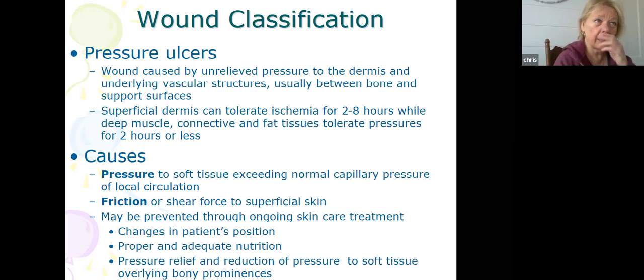Therefore, as I said, if you're seeing some pinkness or some non-blanchable erythema on the skin itself, then it's indicative of something that's deeper. So there are risk factors, and we talked about what a pressure sore was. We said that there's capillary pressure underneath, and if the pressure is too great and exceeds that normal capillary filling pressure, then you'll get some redness. So friction or shear forces to the superficial skin.